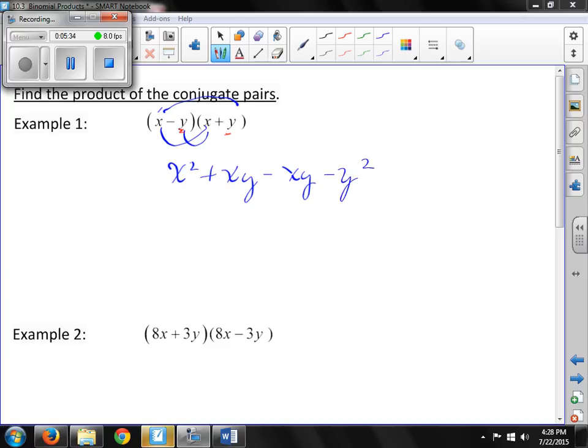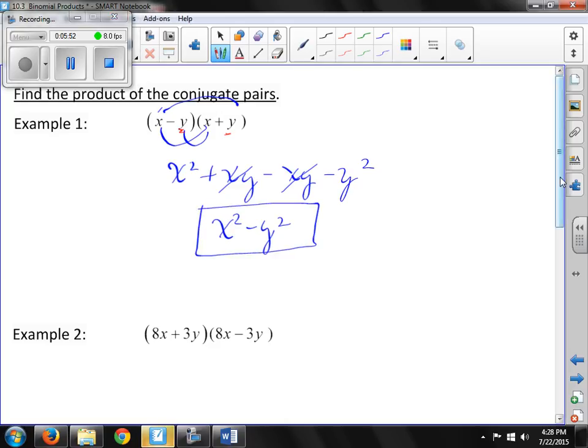And what happens that is special is that every time the outside and the inside terms add up to 0. We have positive xy and negative xy, which adds up to 0. So my final answer would just be x squared minus y squared. And we'll learn later that that is called the difference of two squares.